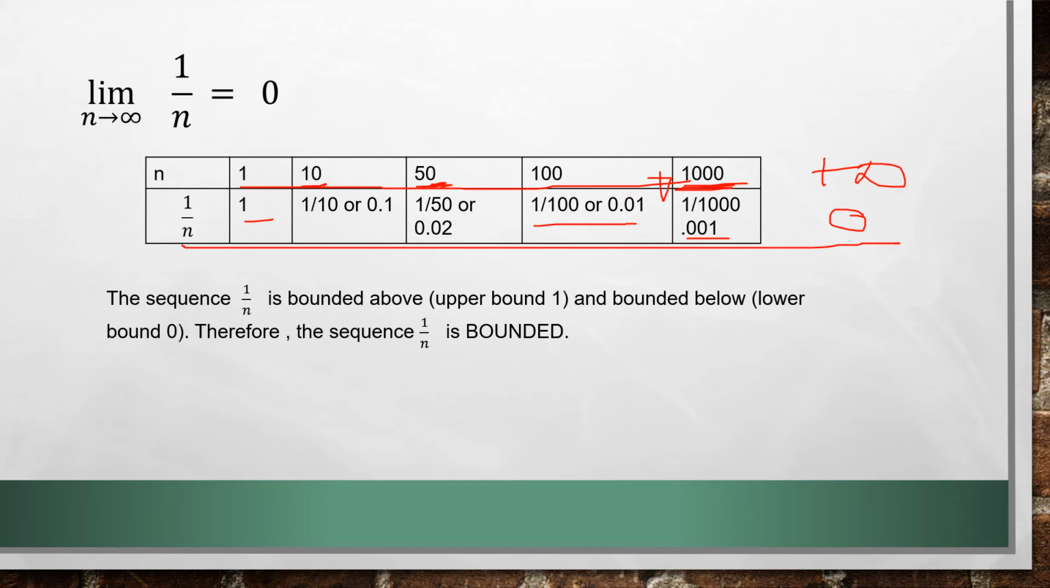Therefore, we can say that the sequence 1 over n has a lower bound which is 0. And so we can say also, as a conclusion, the sequence 1 over n is bounded because it has an upper bound of 1 and a lower bound of 0. If we are going to graph it, then it will be like this. So we have 1, and of course this is 0. The sequence 1 over n is monotonically decreasing.